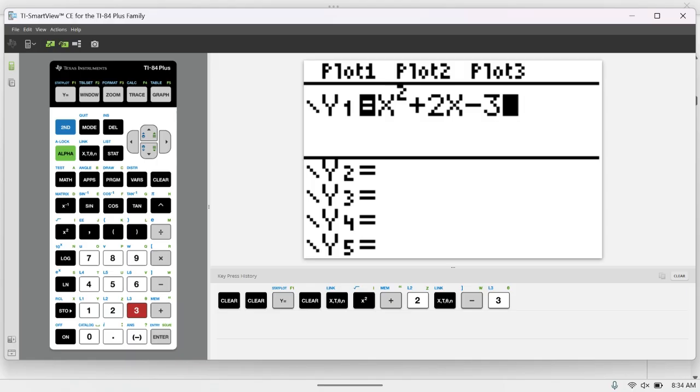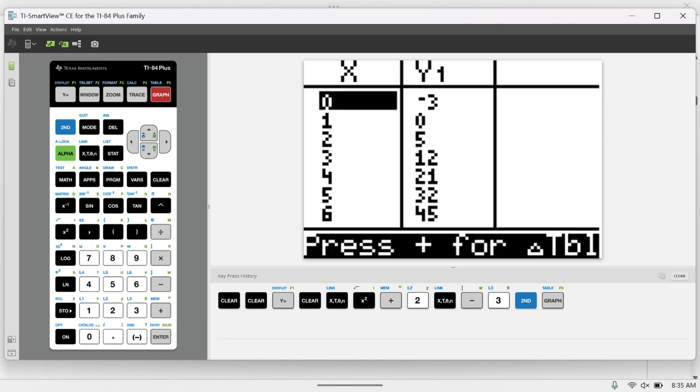All right, is everyone here? Then you're going to hit the second key, so that blue second key, and you're going to hit the graph key, which is the top right corner key. So you got to hit second first, otherwise it'll just generate the graph. We want the table.